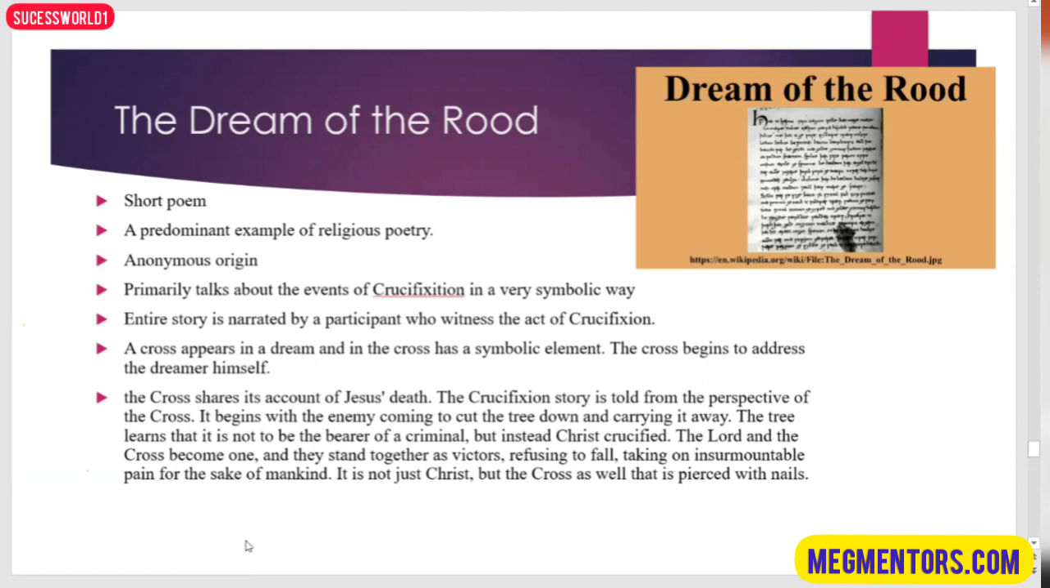The Lord and the cross become one during the narration of the poetry, and they stand together as victors, refusing to fall, talking of insurmountable pain for the sake of mankind. And it is not just Christ, but the cross as well that is pierced with nails. So the idea of the cross along with Christ being the sufferer here. So this is the poem, The Dream of the Rood. This is what it's all about.